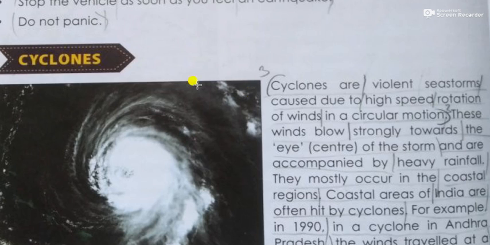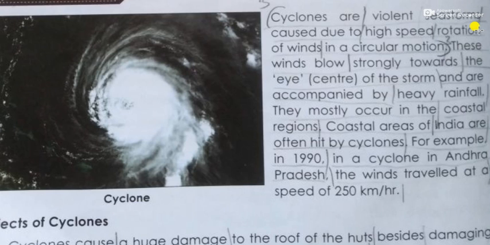Okay, the second one is cyclone. First one is earthquake, second one is cyclones. Cyclones are violent sea storms. It is just like the wind we see over the earth. The same way, cyclones happen in the sea, over the water surface, due to high-speed rotation of winds in a circular motion. When wind flows at a very high speed over a water body, that causes a cyclone, and these winds flow very strongly towards the center area.